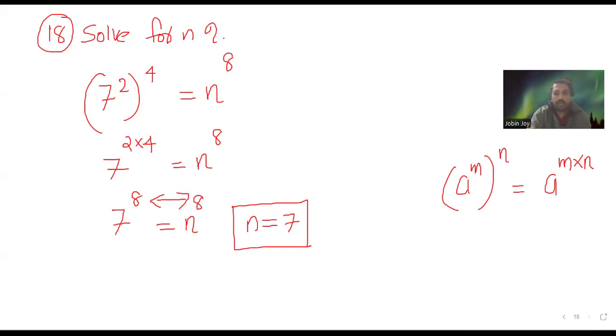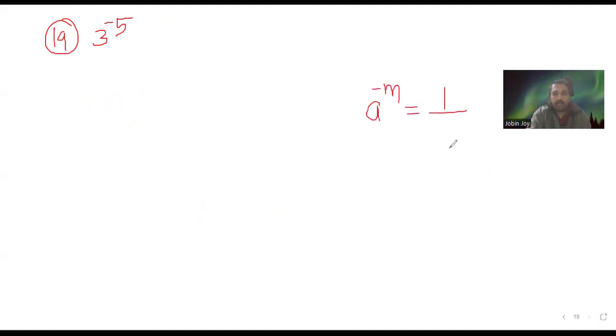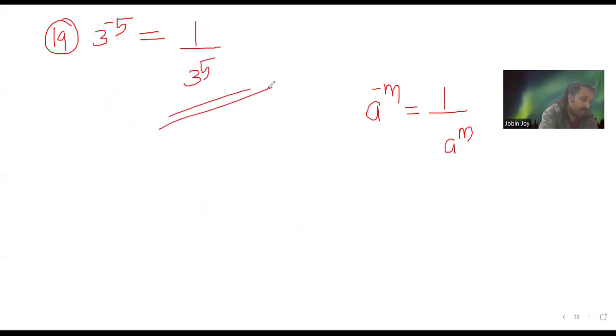Then question number 19. What is the value of 3 raised to minus 5? Okay. Simple expression. We know that a raised to minus m equals 1 by a raised to m. So this will be equal to 1 by 3 raised to 5. So the answer is 1 by 3 raised to 5.